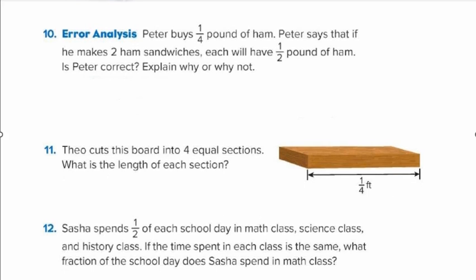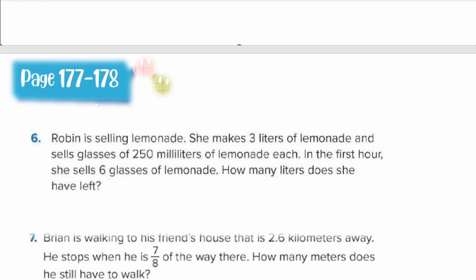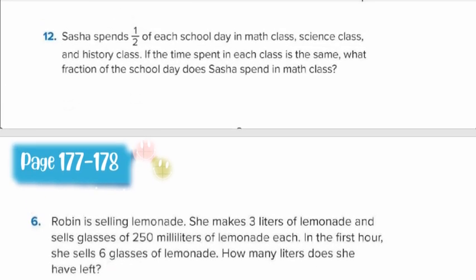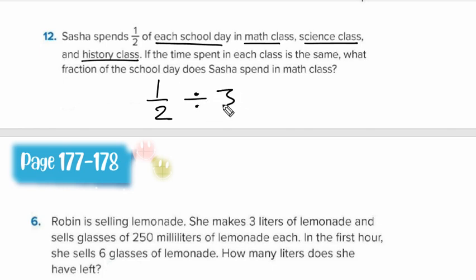So let me just scroll it down. Okay, here is question number 12. Sasha spends 1 over 2 of each school day in math class, science and history. So 1 over 2, half of each school day, on math, science and history. So how many classes? 3 classes.